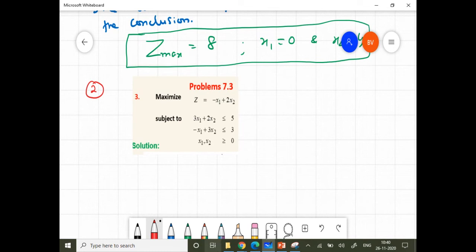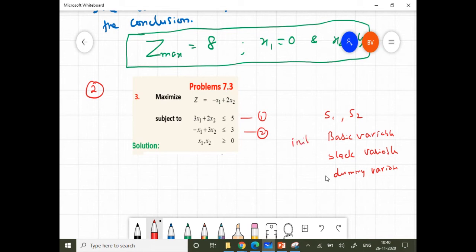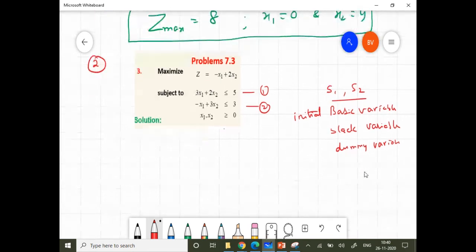Okay. Step 1. Can you recall step 1? You remember there are two inequalities. So I am going to use two new variables, S1, S2. We call them basic variables or slack variables or dummy variables. Doesn't matter. Initially they are basic. Initial basic variables, right? These two are initial basic variables.